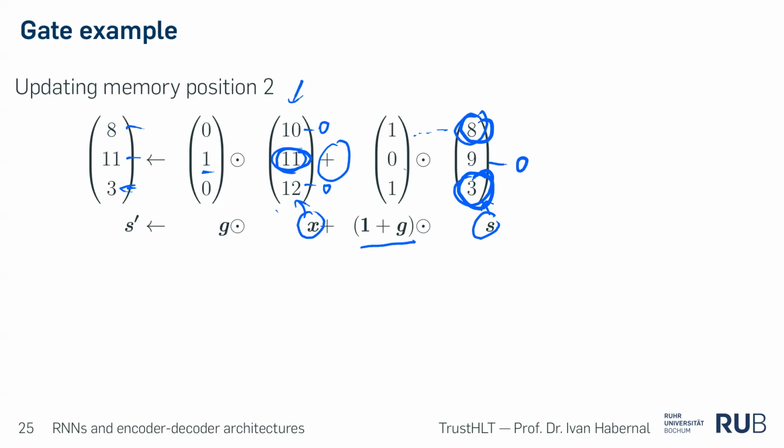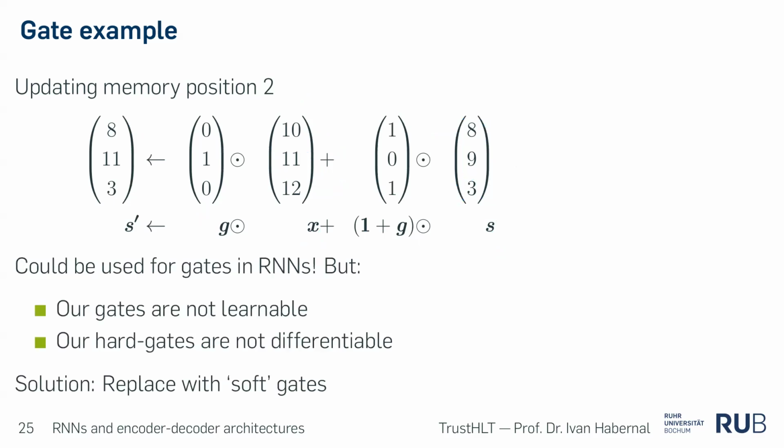So what it is actually doing is keeping something from the state, or from the memory, and adding something from the input. What exactly it does is determined by the gate. The gate is basically telling me, this is the new input, put it in, and for the rest, where the gate is 0, just keep from the state, from the memory. Okay? Good. What's the problem here? It could be used for gates in RNNs, but these gates are not learnable. This is a hard-coded 1, 0, 1, 0 vector.